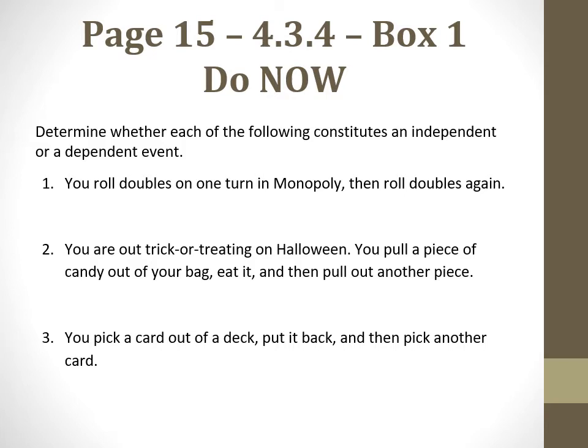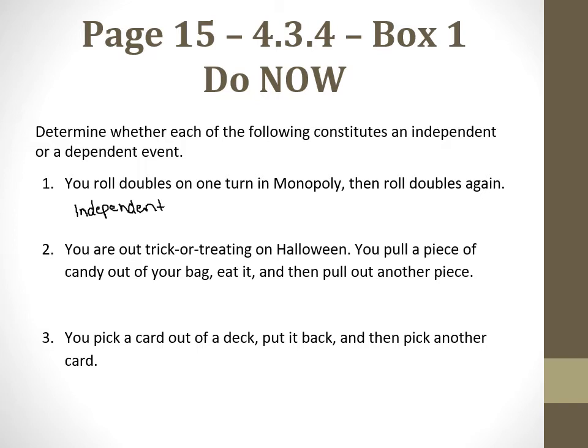So question 1 says you roll doubles on one turn in Monopoly, then roll doubles again. And this would be an example of an independent event. The reason being that rolling doubles doesn't change the dice in any way. It doesn't change the number of possible outcomes that you have for the next turn. So one roll of the dice doesn't have any influence on the next roll of the dice.